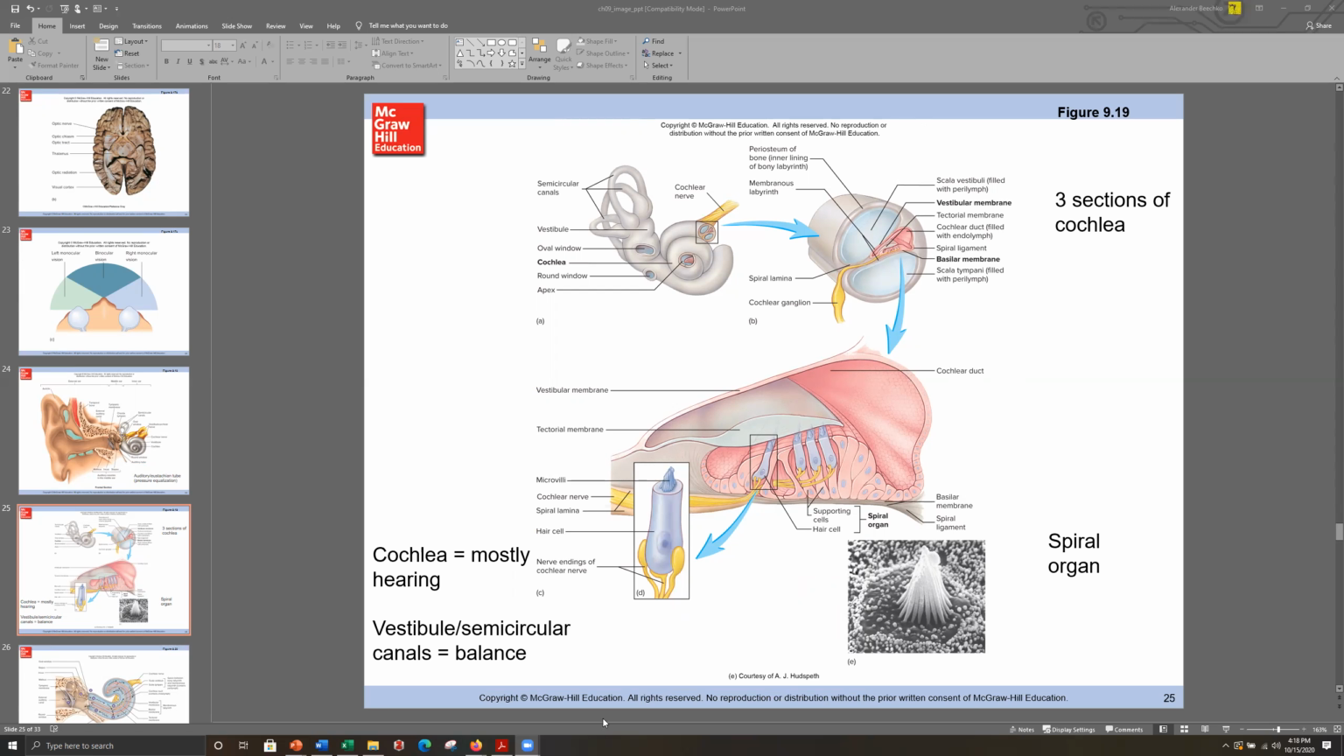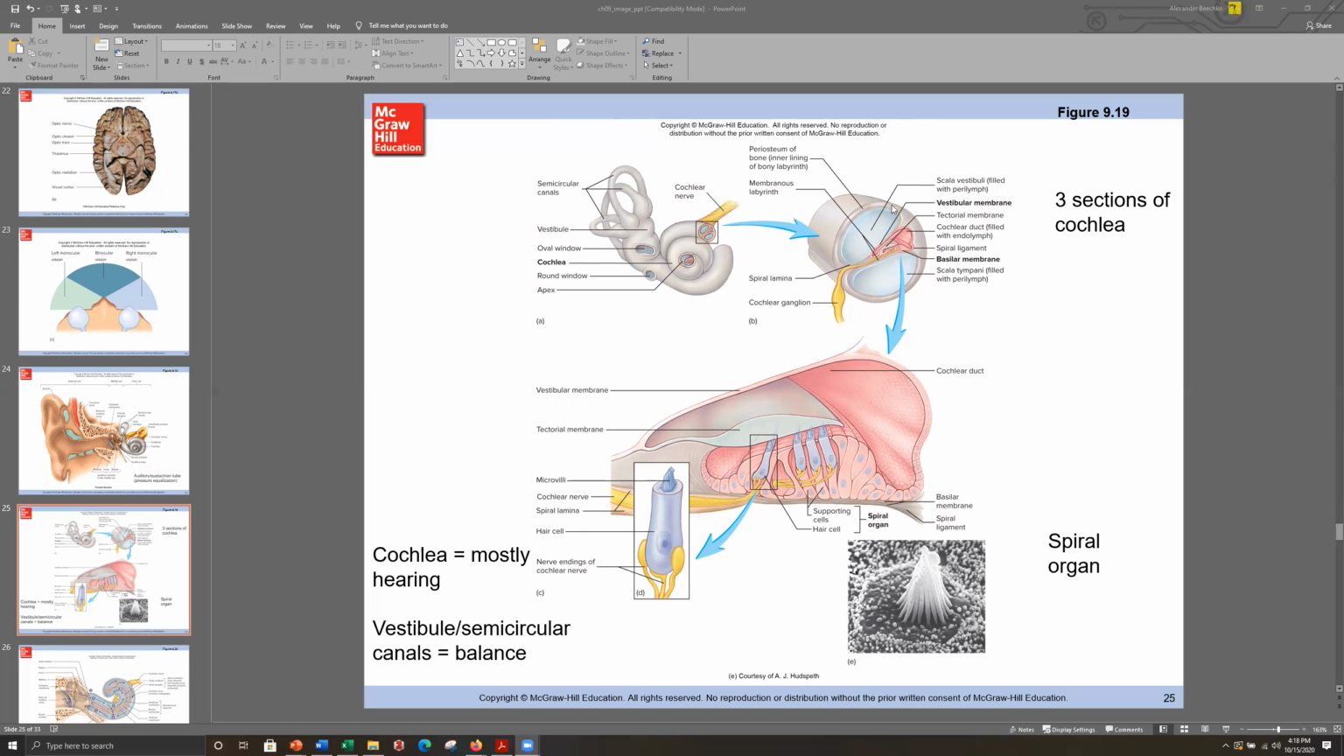Starting up here in the left, we have our overall structure of our inner ear. So we have these large semicircular canals which are linked to the cochlea and the vestibule down here. So we have our oval window and our round window represented here, and then the apex or the end of our cochlea, right? We have our cochlear nerve, which comes down and innervates the cochlea, and then the vestibular nerve, or that part of the vestibulocochlear nerve that comes down and innervates the vestibular region, all right?